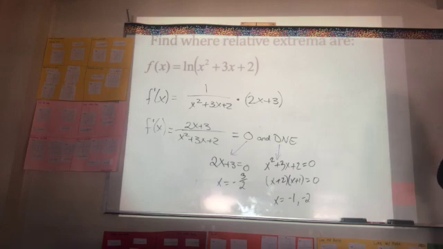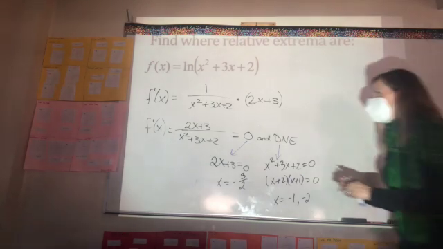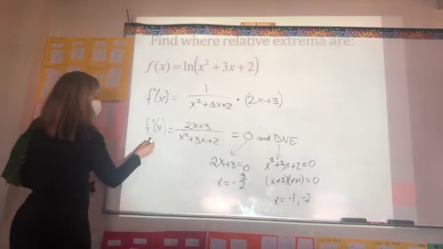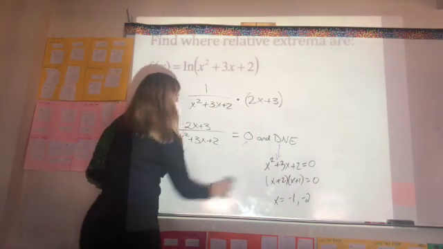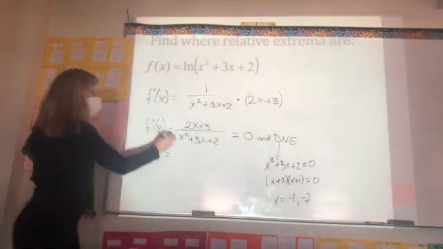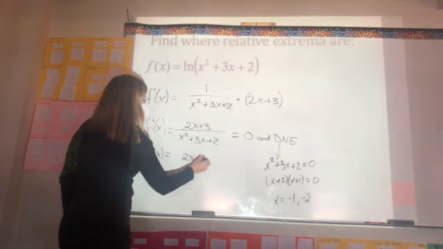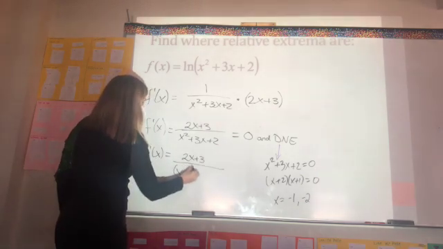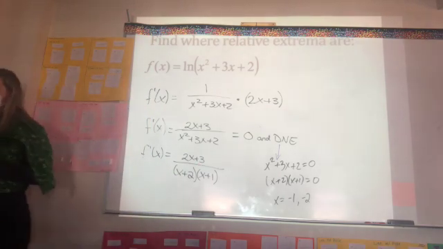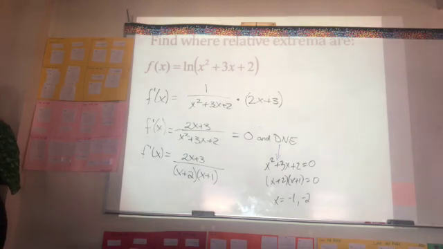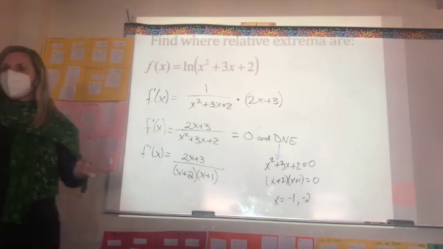Are you ready to make your number line? Okay, go. Wait, actually pause. Before you write your number line, I'm going to rewrite this in factored form, because I like plugging in factored form: 2x plus 3 over x plus 2 times x plus 1. It'll make substituting in to get your positives and negatives on the number line easier. Now I'll let you do the number line.